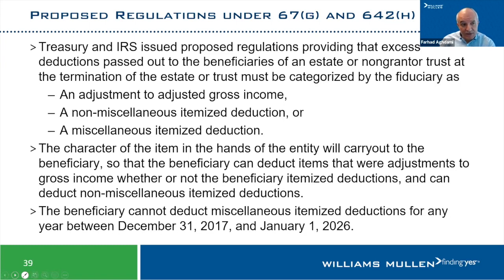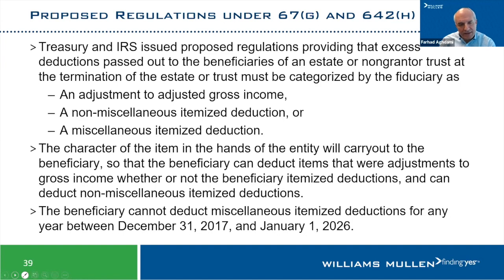By the same token, if it's a miscellaneous itemized deduction, it will be in the hands of the trust. It will have that same character in the hands of the beneficiary, and to that point, it won't be deductible at least through the end of 2025. So just guidance that came out recently that we thought we'd share.